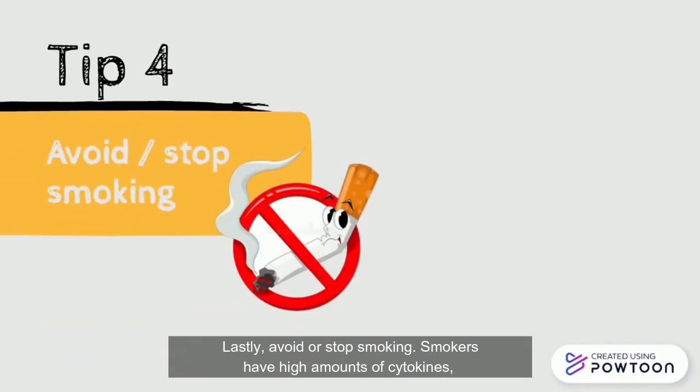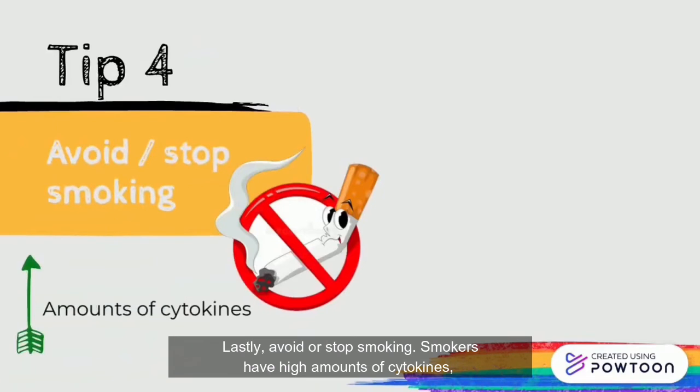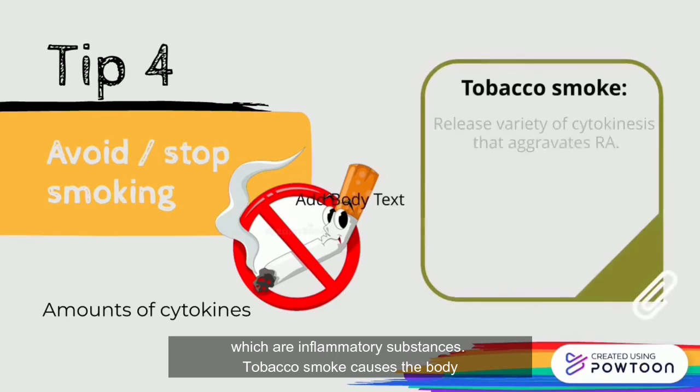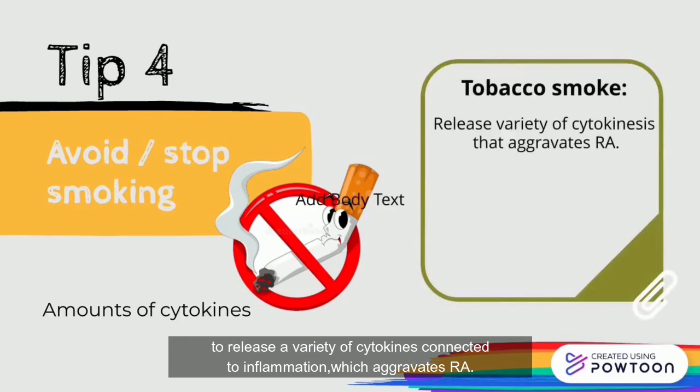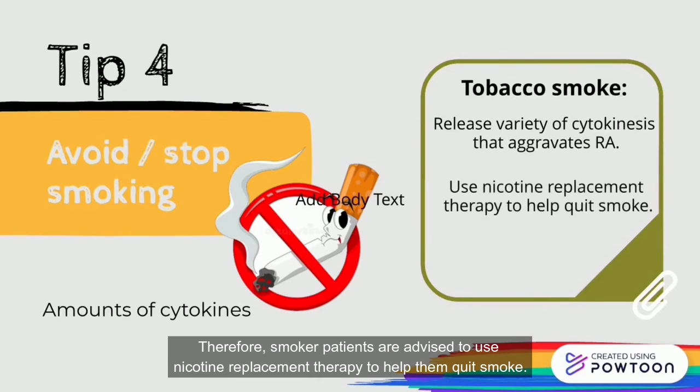Lastly, avoid or stop smoking. Smokers have high amounts of cytokines, which are inflammatory substances. Tobacco smoke causes the body to release a variety of cytokines connected to inflammation, which aggravates rheumatoid arthritis. Therefore, smoker patients are advised to use nicotine replacement therapy to help them quit smoking.